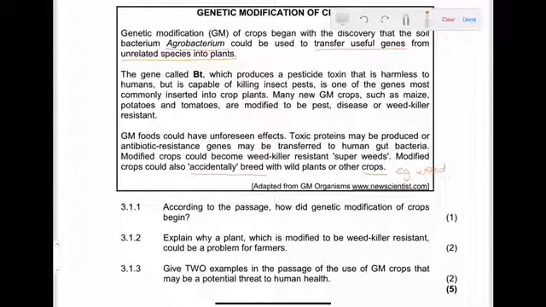Give 2 examples in the passage of the use of GM crops that may be a potential threat to human life. Directly from the text, we can take antibiotic-resistant genes that can be transferred to human gut bacteria. And if those bacteria are harmful bacteria, we would then be permanently sick with vomiting or diarrhea or something like that. And just above that, toxic proteins may be produced. So you might eat something that has a toxic protein in it that could be very harmful to you and give you poisoning.